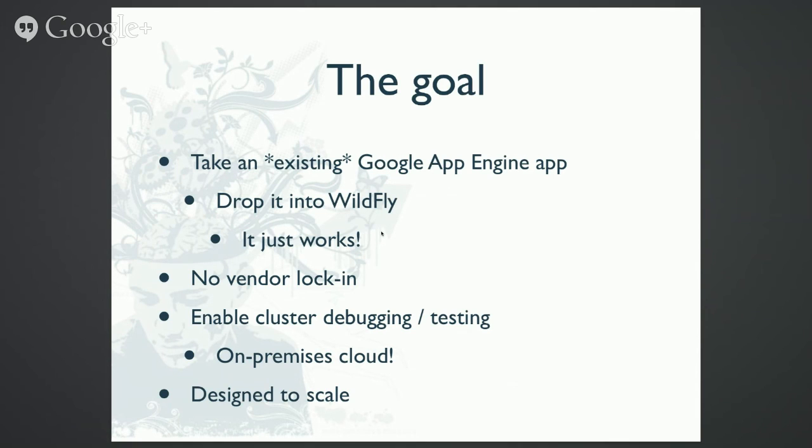And with OpenShift that we have, you can also create an on-premise cloud with CapeDwarf, meaning you can have your own Google App Engine in your own private cloud.